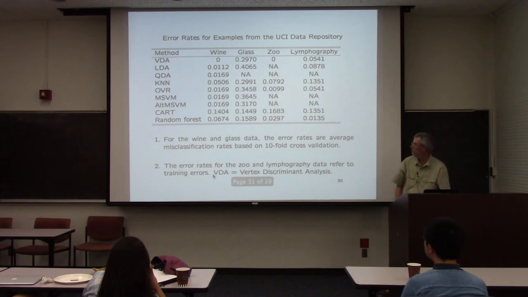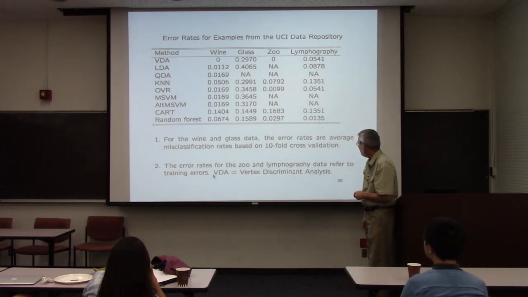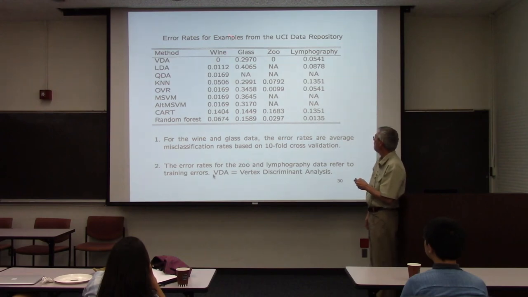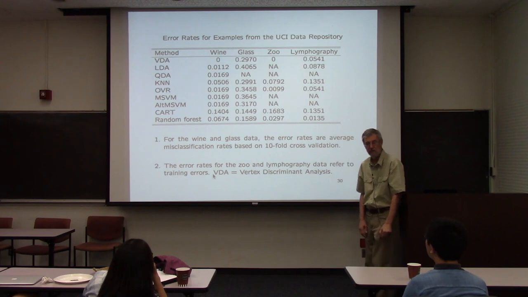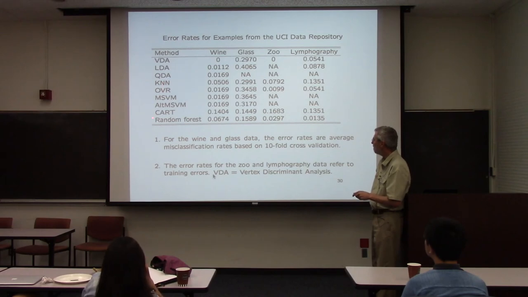If you apply it to data sets, this I call vertex discriminant analysis. These are from the UC Irvine data repository on discriminant analysis problems. You can see, looking at error rates, it actually does quite well compared to all these classical methods. Probably the best one for many problems is random forest.